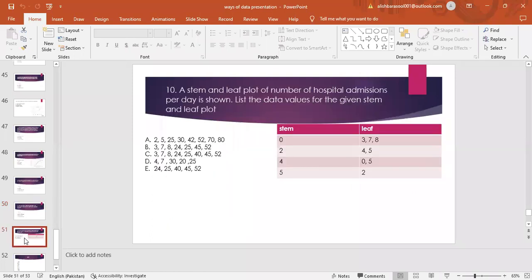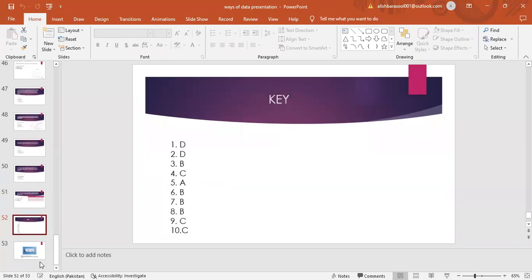A stem and leaf plot of a number of hospital admissions per day is shown. List the data values for the given stem and leaf plot. Anyone? Is it A, B, C, D, or E? It's C. As you can see, this is the following key.